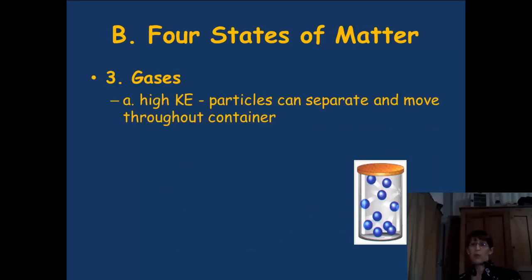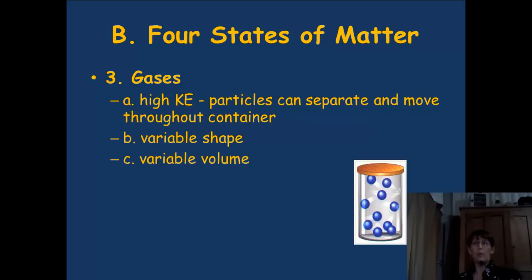The next state of matter, of course, would be the gases. Gases, instead of having low kinetic energy like the liquids and the solids, have a really high kinetic energy. The particles can separate. So here we have solid, here we have liquid, and here we have the gases going every which way, ricocheting off the walls, ricocheting off each other. They can move throughout the container. Whatever the container is, they can move all the way throughout it. It doesn't have a definite shape. It has a variable shape. It has a variable volume, which is pretty unique. The other two don't have that. And it can also float.